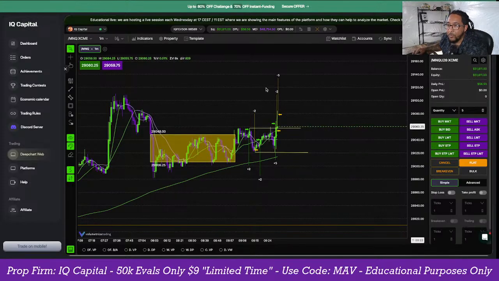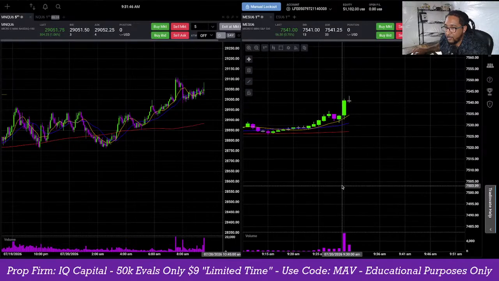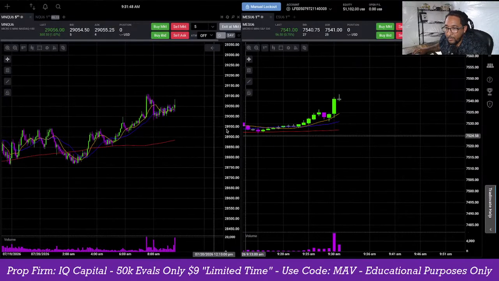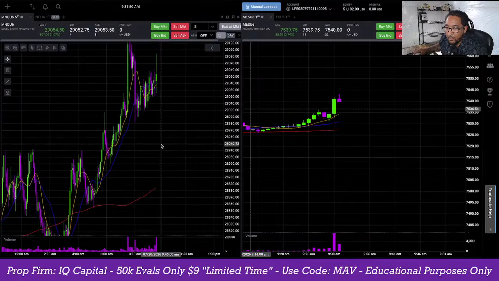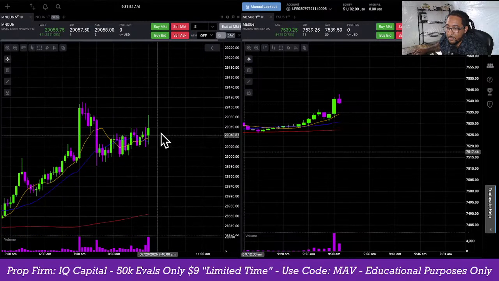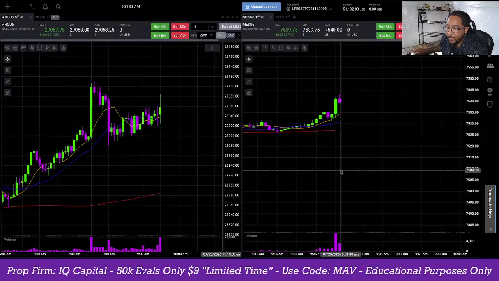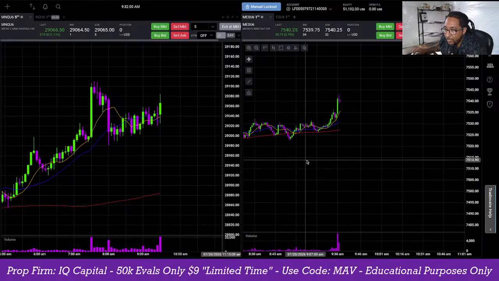But at the open, we still are in the manipulation phase. So what I'll do now is I'll switch to my Lucid account here. And here we've got ES and here we've got NQ. I like to keep both charts open to compare. They usually correlate with each other.